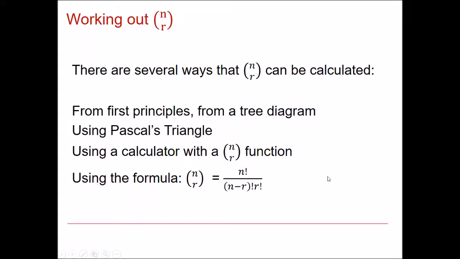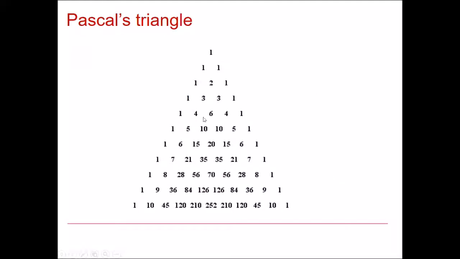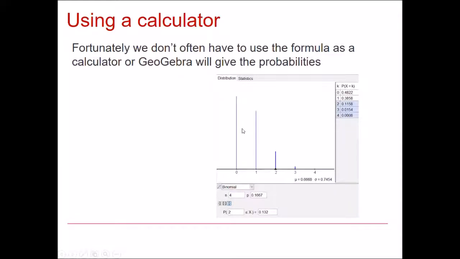Here's Pascal's triangle as promised, and there's the row that was 1 4 6 4 1, and you could just read that off. So if you had 6 trials in your binomial, you could look at this row of it as well. But in practice, we generally don't have to use the formula at all, because you will need a calculator that can calculate these probabilities in the exam. So a calculator will calculate it. You can also use GeoGebra or other statistical packages in order to calculate these things.